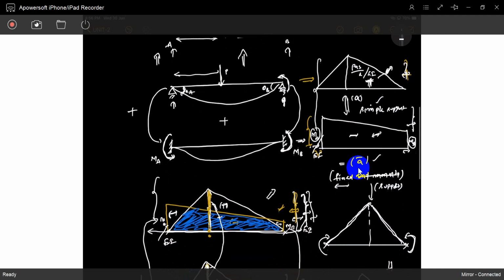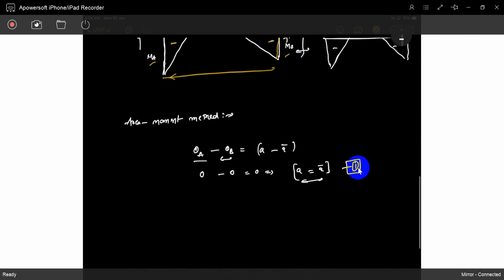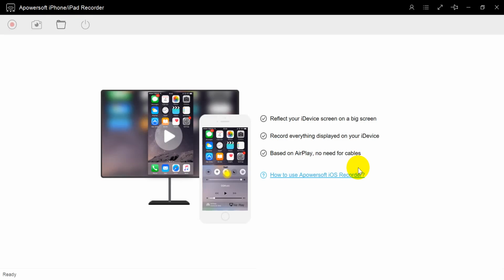That's it. So now I will choose the area moment second theorem. What is the second theorem? The deflection of point C with respect to the tangent at point A is equal to the area of the moment of the curvature diagram. Are you understood? The moment of the curvature diagram with respect to point C.